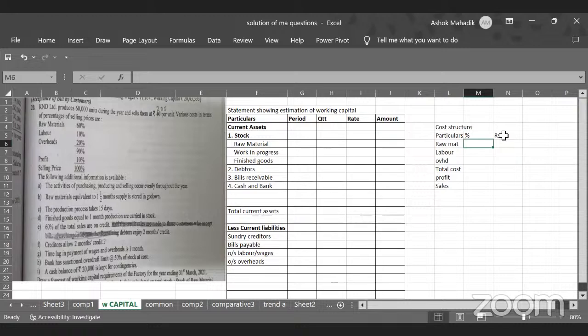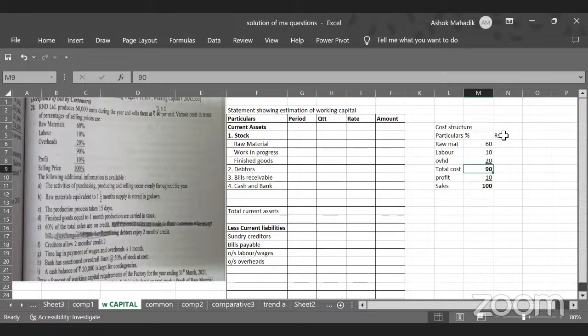As I told you, first copy down what is given to you. How much percentage is raw material? 60% of selling price. Labor 10%. Overheads 20%. So total is 90%. Profit is 10% and sales is 100. I'll just underline wherever total is there. So this is one total, this is another total.